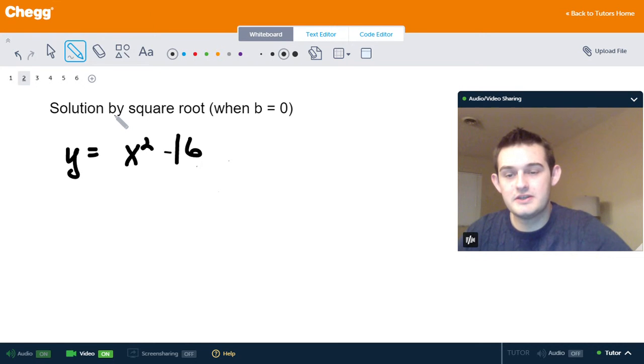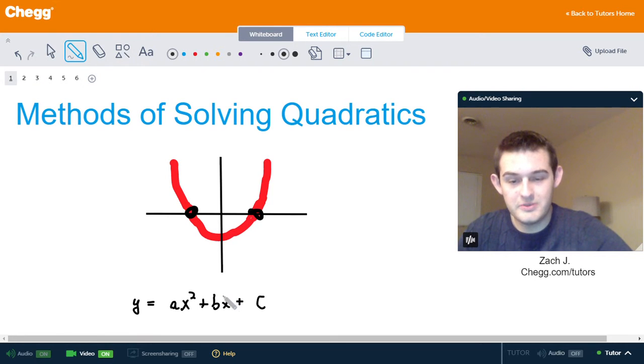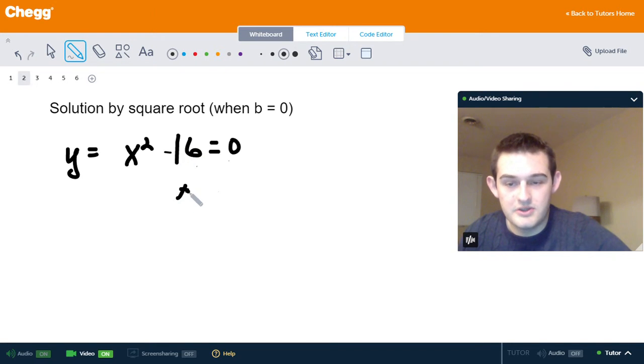So the first method is solution by square root when the b term is 0. So if we look here, this b term is 0, 0 times x, this term cancels out. We're just left with ax squared plus c. Okay, so here we have the ax squared plus c. And so, like I said, in all these problems, we're going to be setting them equal to 0 to find out where they cross the x-axis. In this case, this problem is pretty easy. So I just need to move this 16 to this side, so I add 16 to both sides. 16 plus negative 16 is 0, and so x squared is equal to 16.